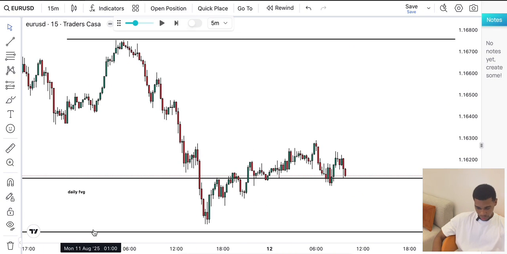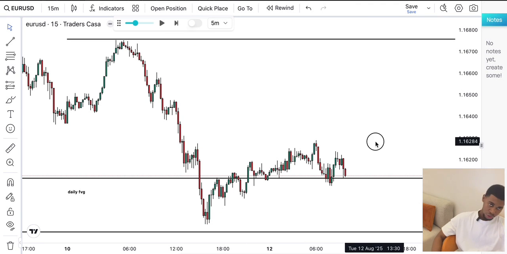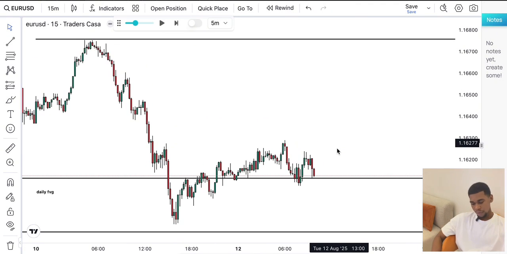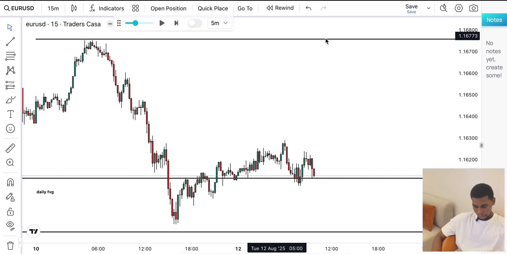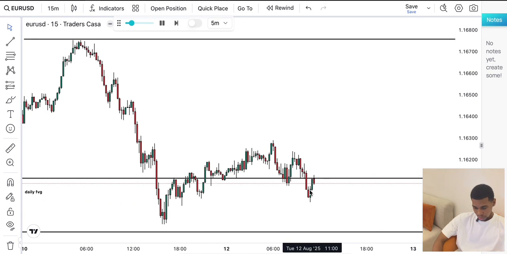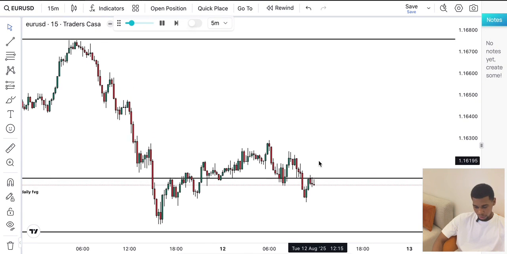Now, depending on the session you trade, some people trade London session, some people trade New York session. So it depends on what you trade. So let's push this forward. So this is a London session right now. As you can see, nothing has been presented so far.